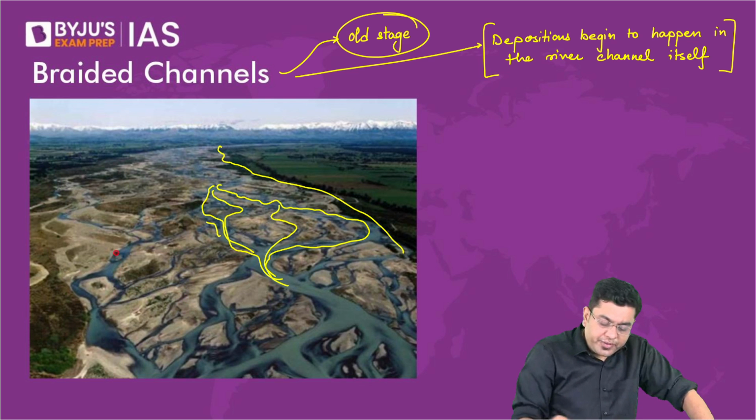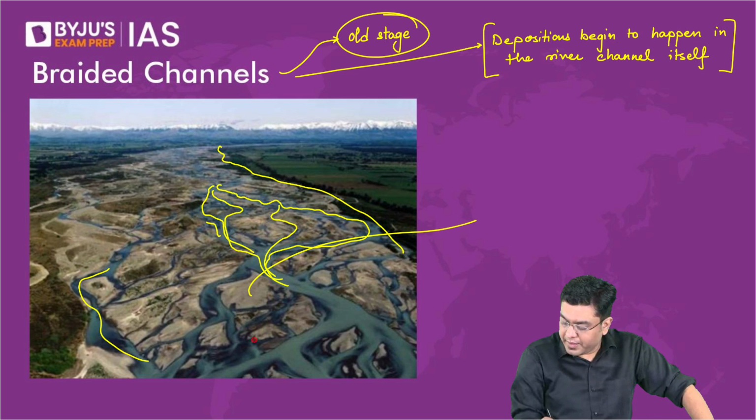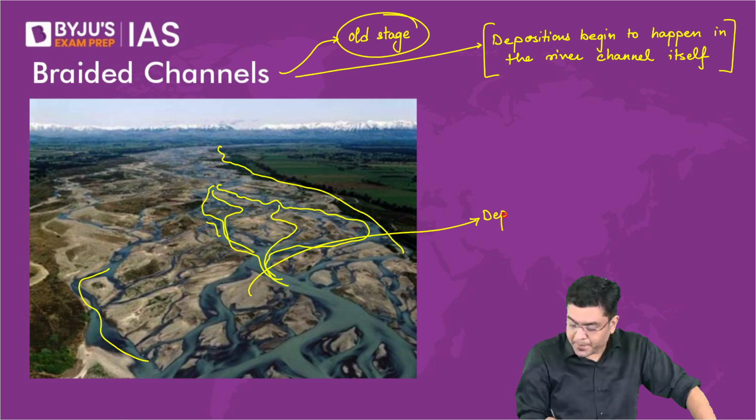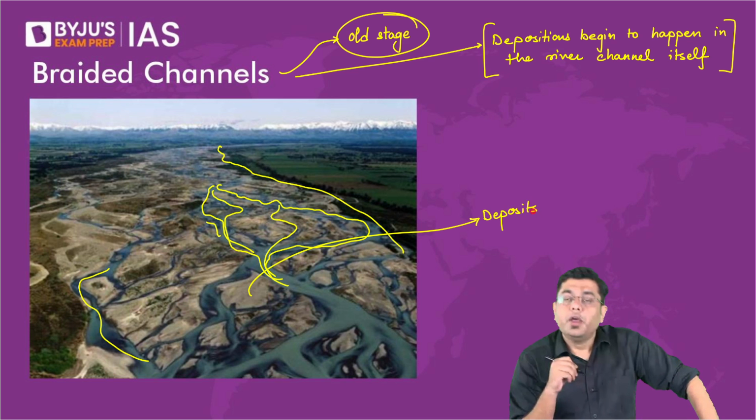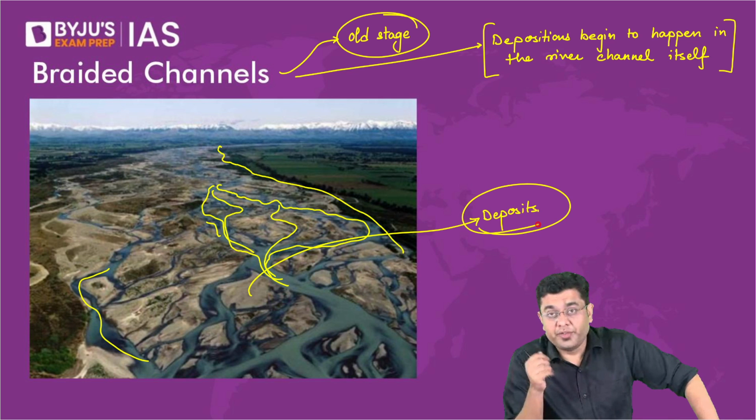All these that you see are what? All these are nothing but deposits. That is how you have the creation of braided channels, generally observed in the old stage when the flow has been reduced quite significantly.